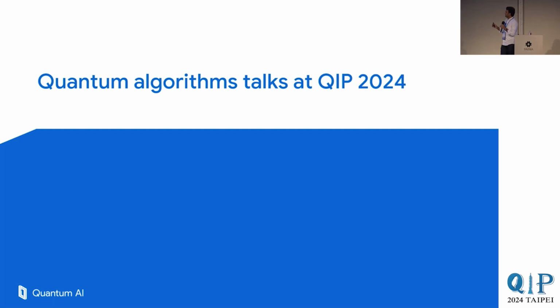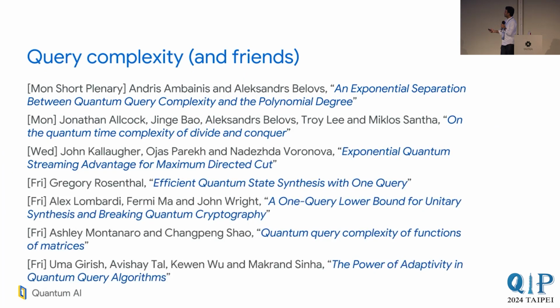So the first division of the field is quantum query complexity. We've talked quite a bit about quantum query complexity and friends, so these are the problems related to query complexity. I have 10 minutes. Let's see, maybe I can speed run and tell you one sentence about each of these papers.